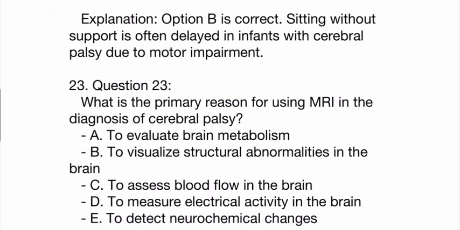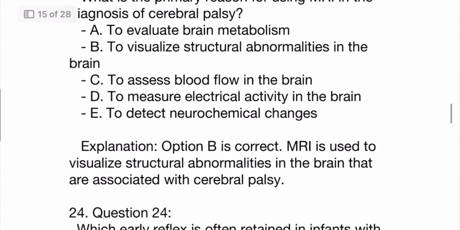Okay. 23. What is the primary reason for using MRI in the diagnosis of CP? A. To evaluate brain metabolism. B. To visualize structural abnormalities in the brain. C. To assess blood flow in the brain. D. To measure electrical activity in the brain. E. To detect neurochemical changes. Okay. So you use it to visualize structural abnormalities in the brain.